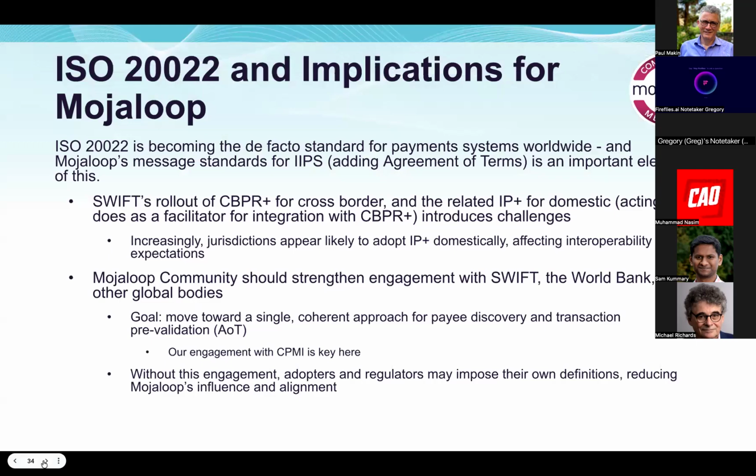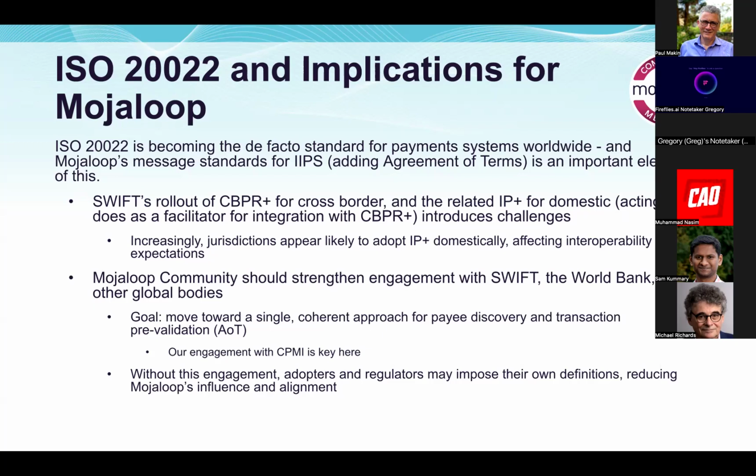ISO 20022, I promise you this won't go on forever. ISO 20022 is becoming the de facto standard for payment systems worldwide. And we are seeing that in terms of adopters, where in many cases, in fact, I think in every case over the last 6 months, ISO 20022 has been specified. Mojaloop's message standards for ISO 20022 have been published in a market practice document. This is an important element of this.